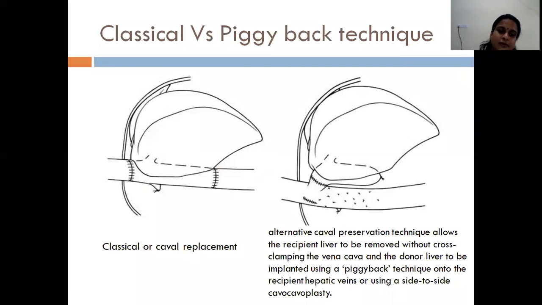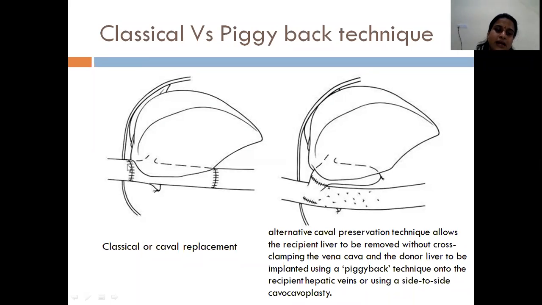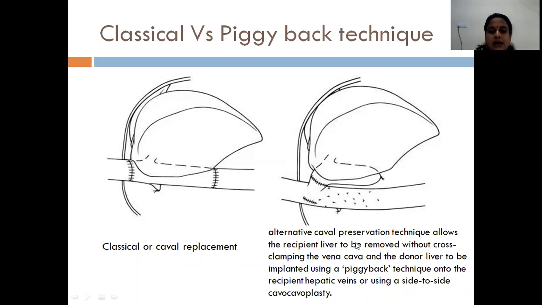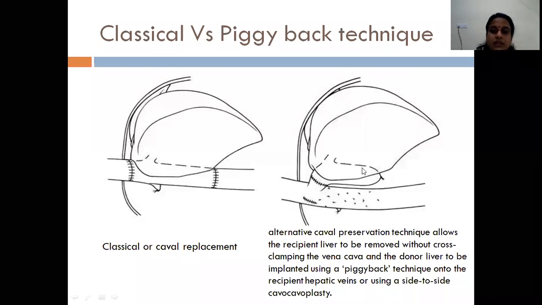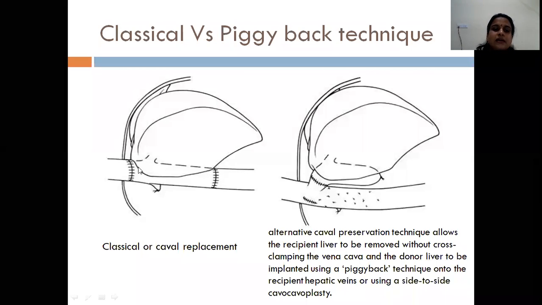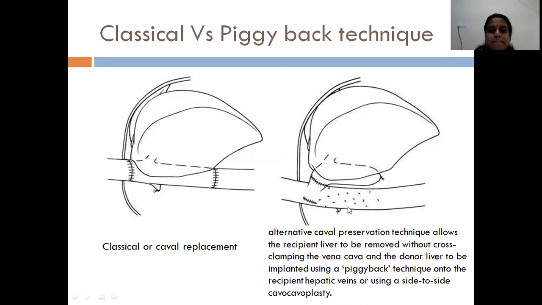There are two techniques. There is the classical technique, or caval replacement. That is, you remove the entire diseased liver, you bring in the new transplanted liver, and you anastomose at the vena cava, both above and below the liver. This is the classical technique, most widely used. But of late, we are also starting with an alternative caval preservation technique that allows the recipient liver to be removed without cross clamping the vena cava. See, here it was clamped and divided above and below the liver. This step is avoided and the vena cava is preserved.